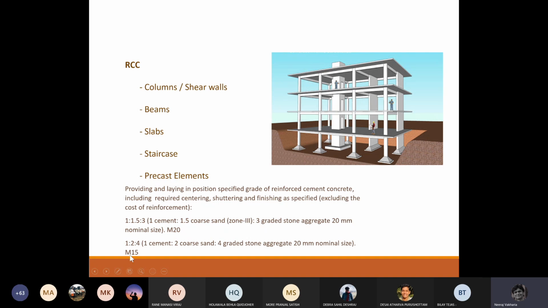So yeah, and if it is M15, then 1:2:4. Same way, you have to consider cement, sand, and aggregates. Okay. So this specification you will apply, and then when you are calculating in the measurement sheet, this specification will come in the abstract sheet or a BOQ sheet, which we call it.